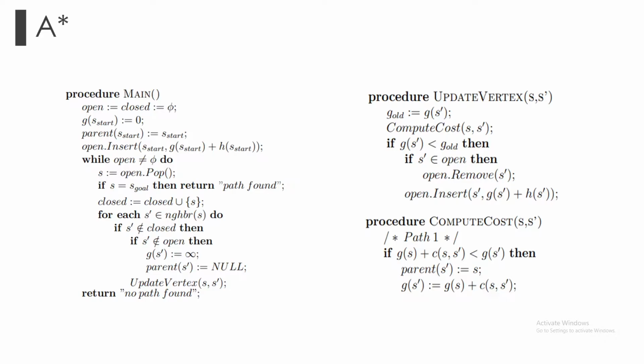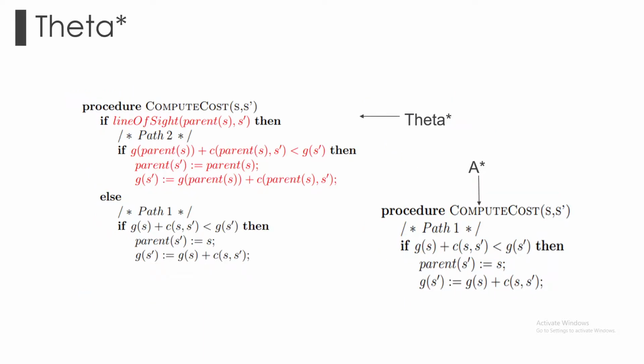We only need to change one bit of this pseudocode here in order to get our very next algorithm, which is Theta Star. As you can see, the change here is in the compute cost. In A star, we can use rubber banding to optimize our results. We apply a line of sight check, and we can remove unnecessary waypoints from our solution.